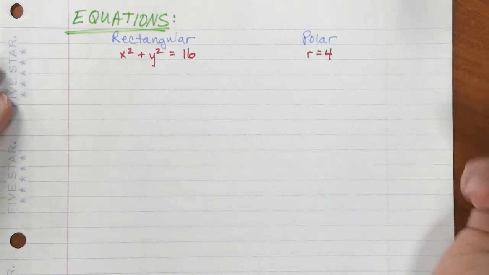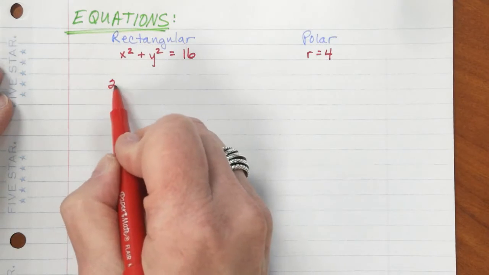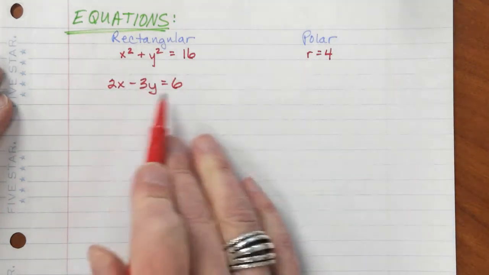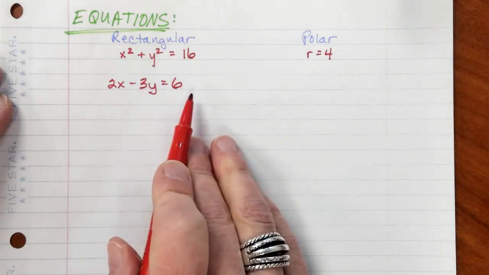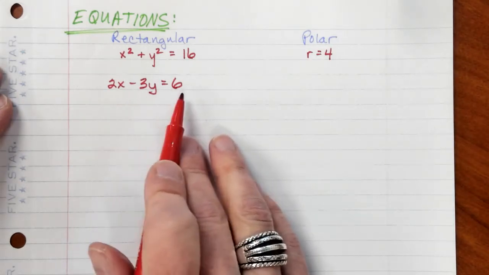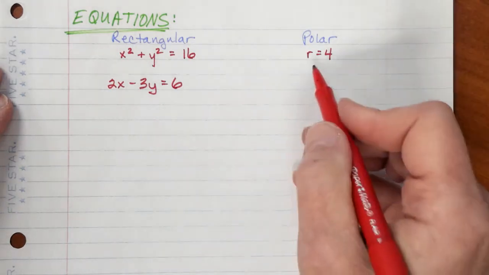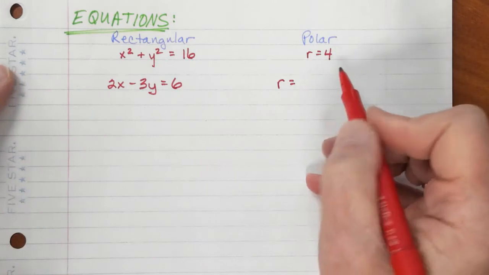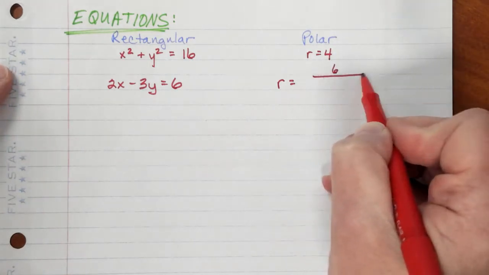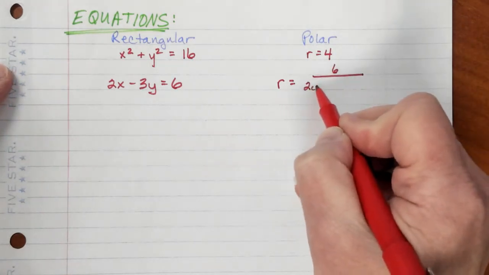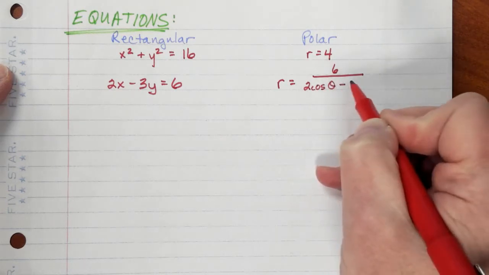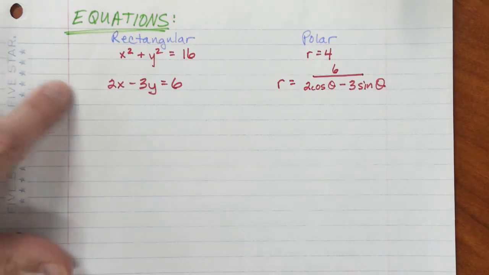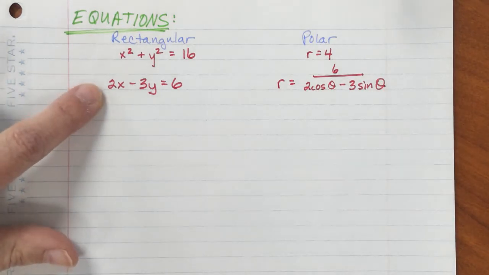Let's see, rectangular. If I gave you the line 2x minus 3y equals 6, now we would probably rearrange that and get it into y equals mx plus b form to get the slope, to graph that, get the intercept. If you're in the polar system, though, that simple line looks like this. It has 6 divided by 2 cosine theta minus 3 sine theta. I think I prefer the rectangular system for that one.